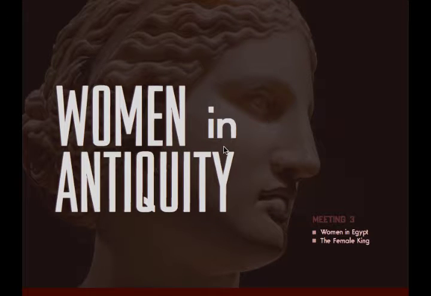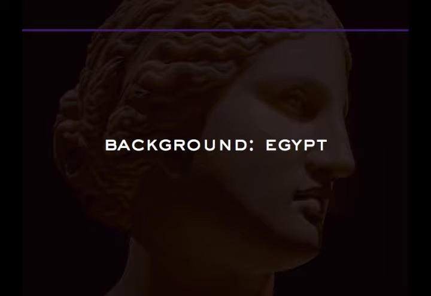Today we're going to be talking about ancient Egypt and the idea of the female king as represented by the anomalous and yet perhaps in some ways representative Pharaoh Hatshepsut. So first a little background on ancient Egypt.